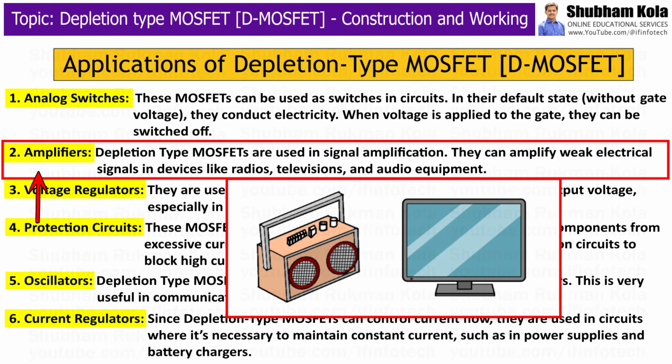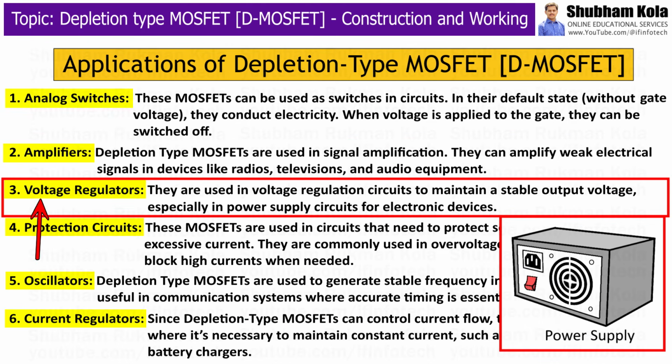Next is amplifiers. Depletion type MOSFETs are used in signal amplification. They can amplify weak electric signals in devices like radios, televisions, and audio equipment. Next is voltage regulators. They are used in voltage regulation circuits to maintain a stable output voltage, especially in power supply circuits for electronic devices.